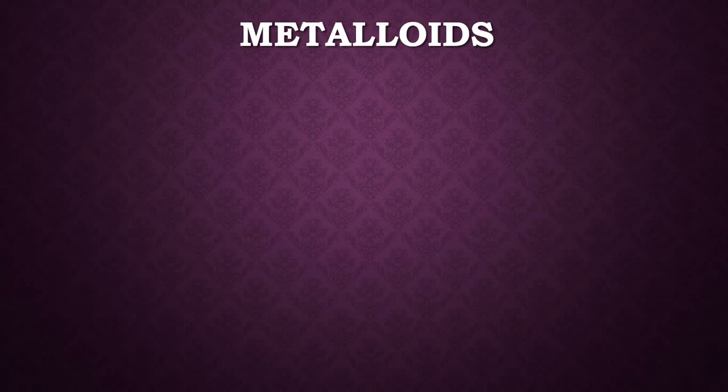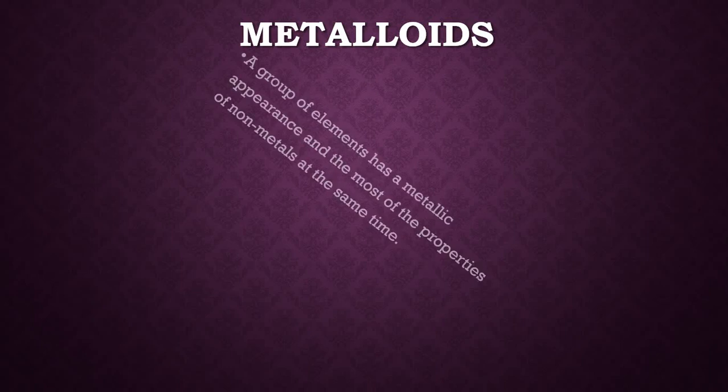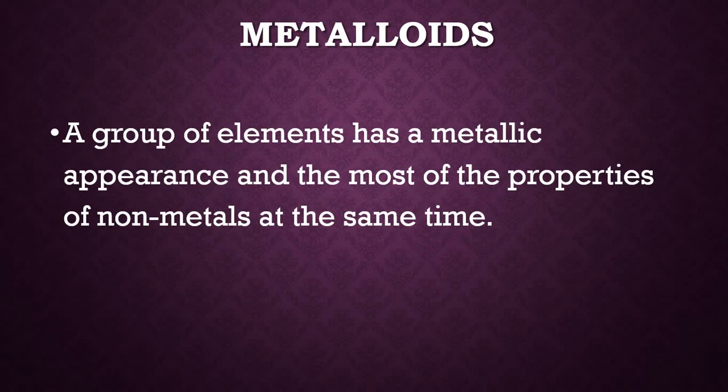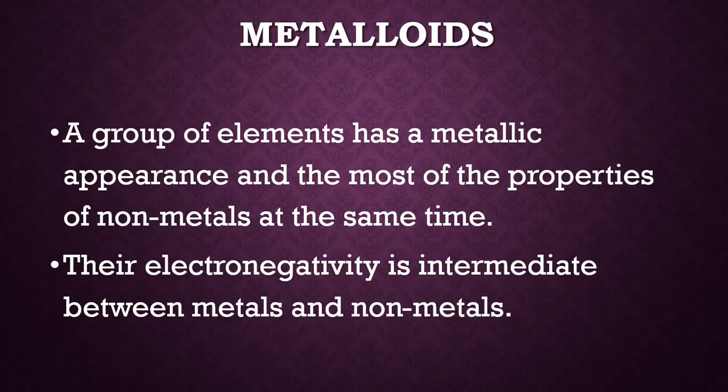The third type we will talk about is the metalloids. The metalloids are a group of elements that have metallic appearance. They look like metals but act mostly like nonmetals. We can find that the electronegativity of metalloids is intermediate between metals and nonmetals, which means that the electronegativity of metalloids is higher than that of metals but lower than that of nonmetals.